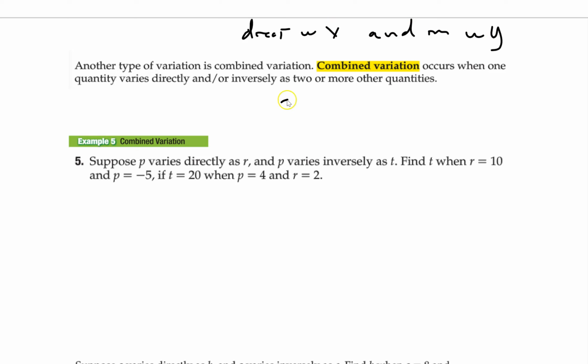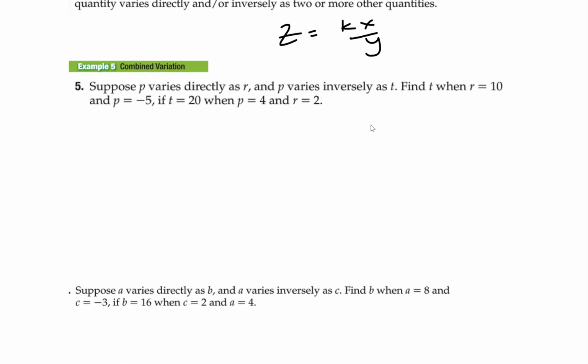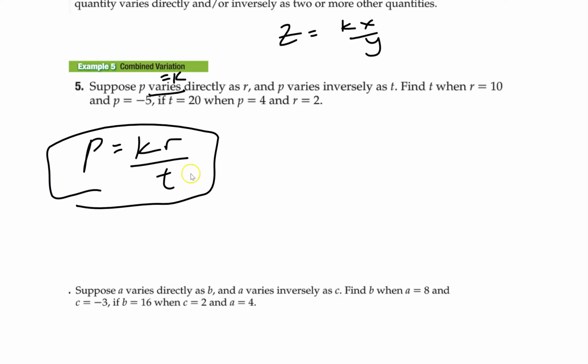So you're just going to have something like z equals kx over y. Inverse means put on the bottom. That's all it is. What goes direct goes on top, what's inverse is on the bottom. That's it. So let's do this first one. Suppose p varies directly as r. So I'm like, okay, p equals k times r, because remember, varies is equals k. Directly is on top. And p varies inversely with t, so t goes on the bottom. P varies directly with r and inversely with t. So like that. That's my equation.